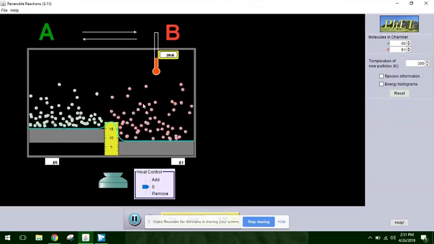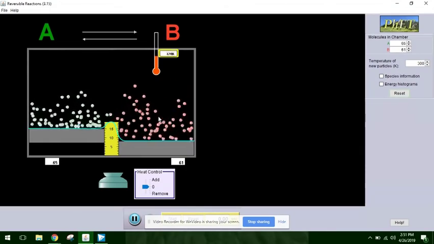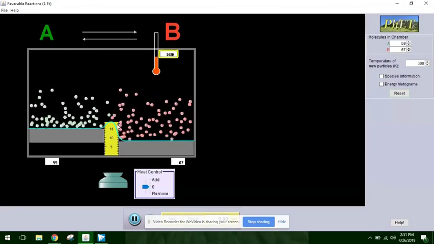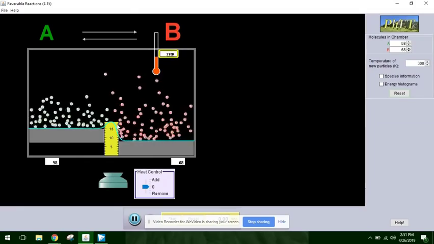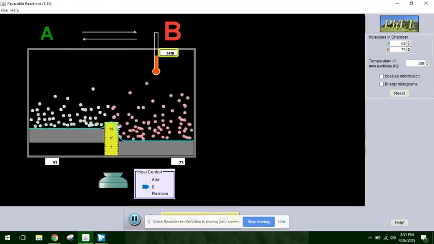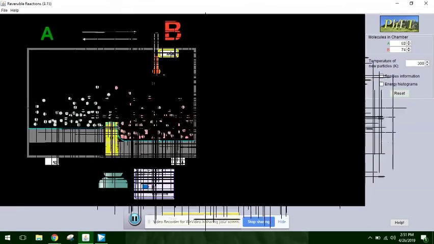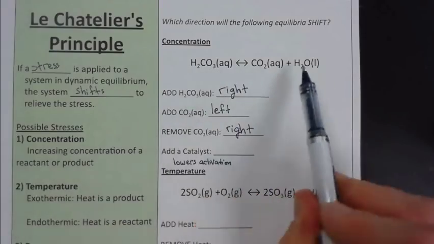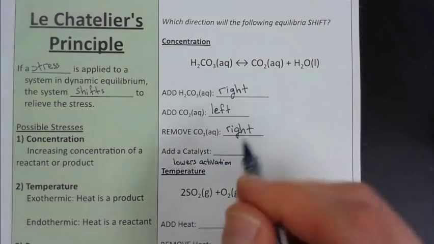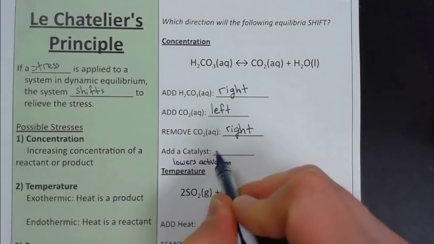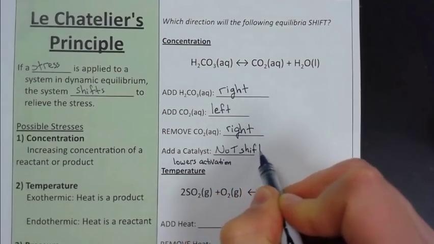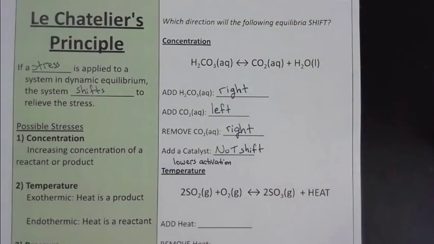it's easier for A to get over this hill, and it's still easier for B to get over the hill going back to the left. So by adding a catalyst, we actually speed up both the forward and the reverse reaction, which is why a catalyst always results in no shift to the equilibrium. So because we've increased the rate of the forward and increased the rate of the reverse reaction, adding a catalyst actually does not shift the equilibrium. Okay?